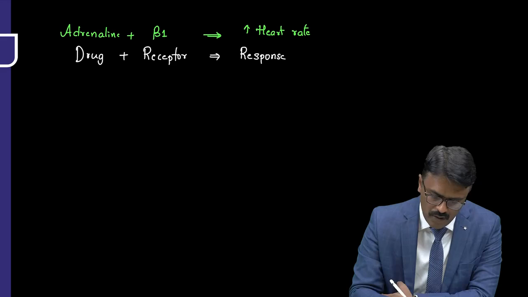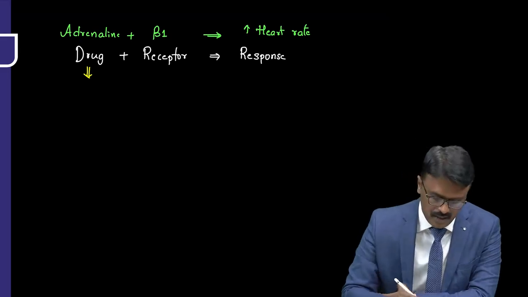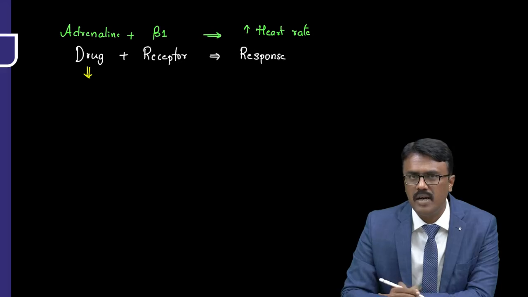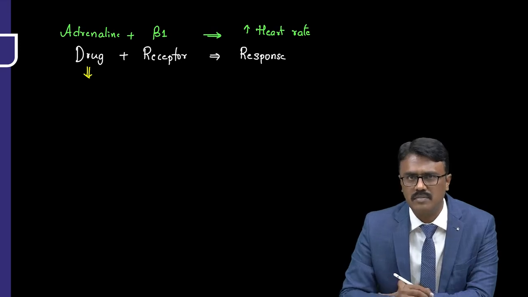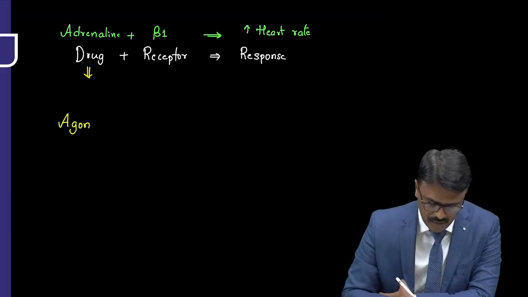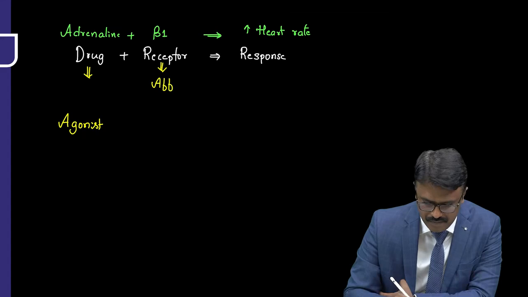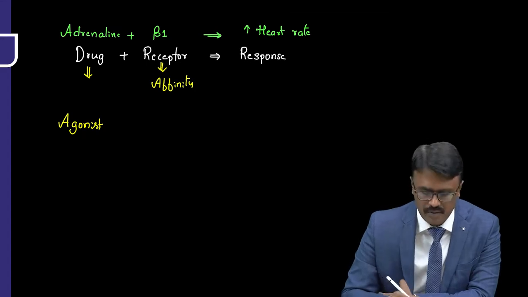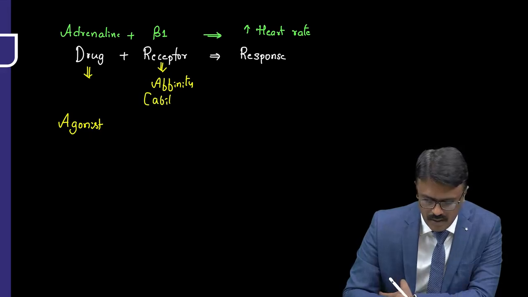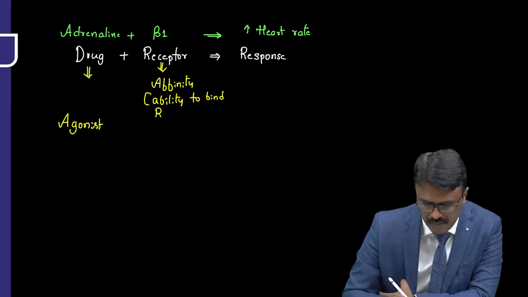Now, how do I know a drug is an agonist or an antagonist? Let me tell you, when the drug binds, it should bind on the receptor, and when it binds on the receptor, it should produce some response. Now, the drug can be an agonist. How do I know that? For that, you need to understand a concept called affinity. So what do you mean by affinity? Affinity is nothing but the ability to bind to the receptor.